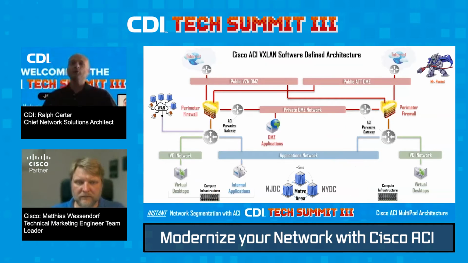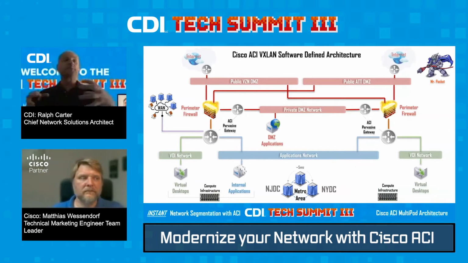Okay, the second use case that I'm going to jump into is instant network segmentation with Cisco ACI. A lot of InfoSec teams and organizations always have different initiatives to create network segmentation, to be able to control how, maybe, a virtual desktop infrastructure communicates with applications, or maybe different applications on different subnets need to communicate.